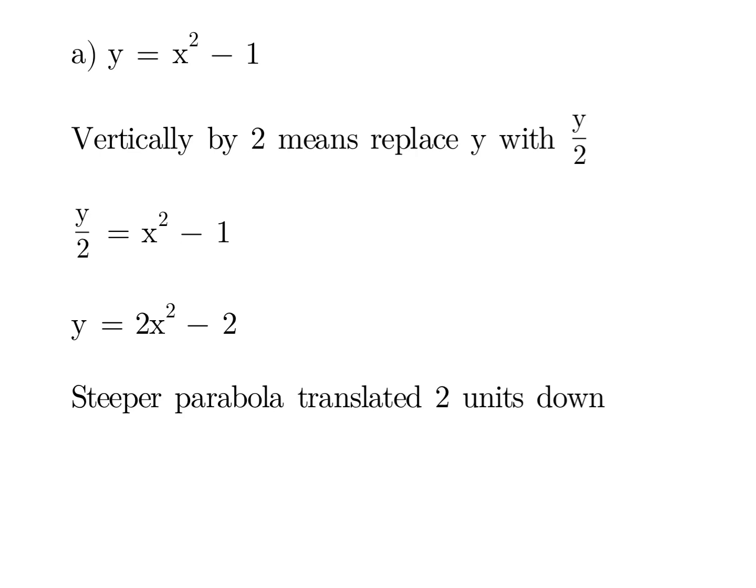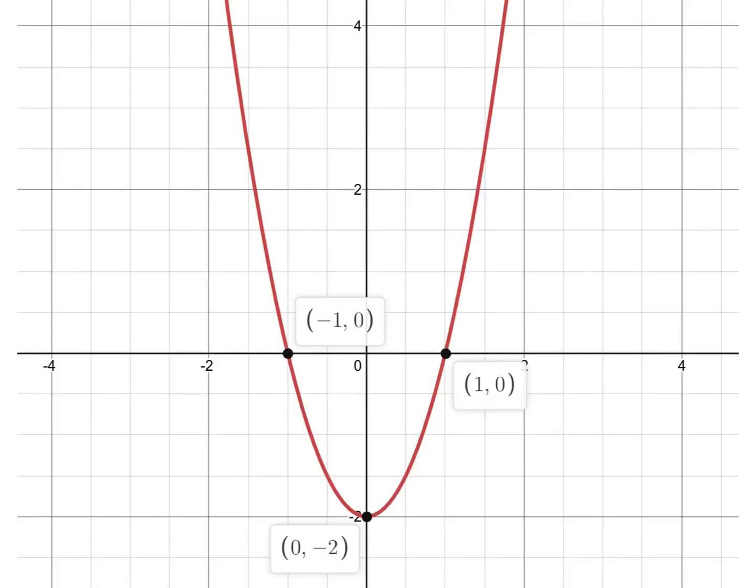I make y the subject, so I just double the other side and I get 2x squared minus 2. So the 2 in front of the x squared means that it's a steeper parabola, and the minus 2 is a translation down 2 units. And that is our graph.